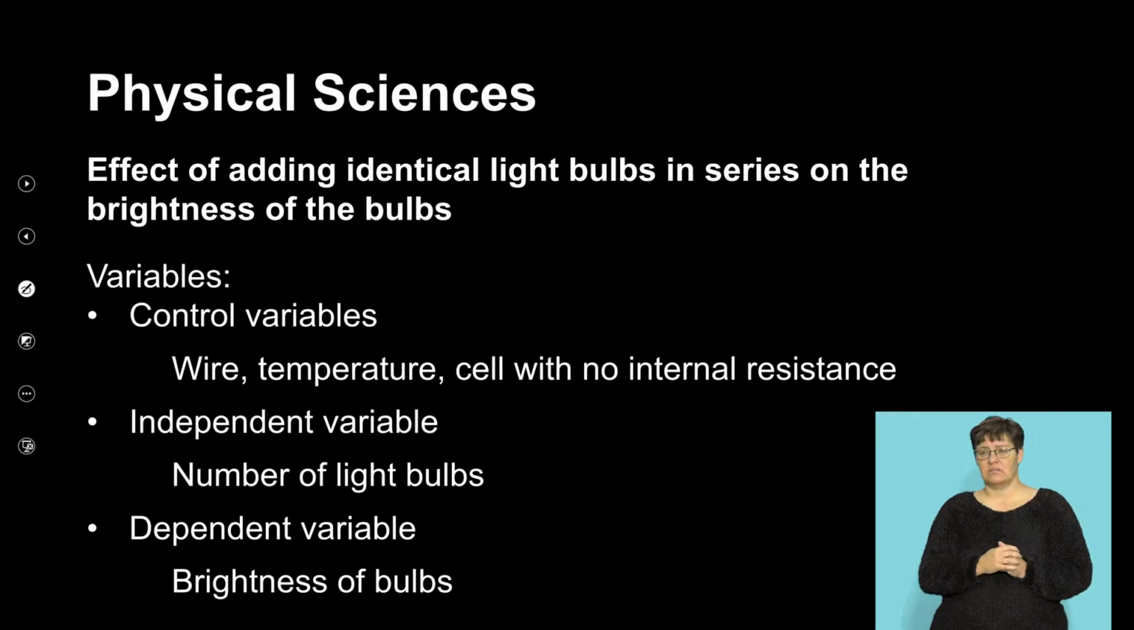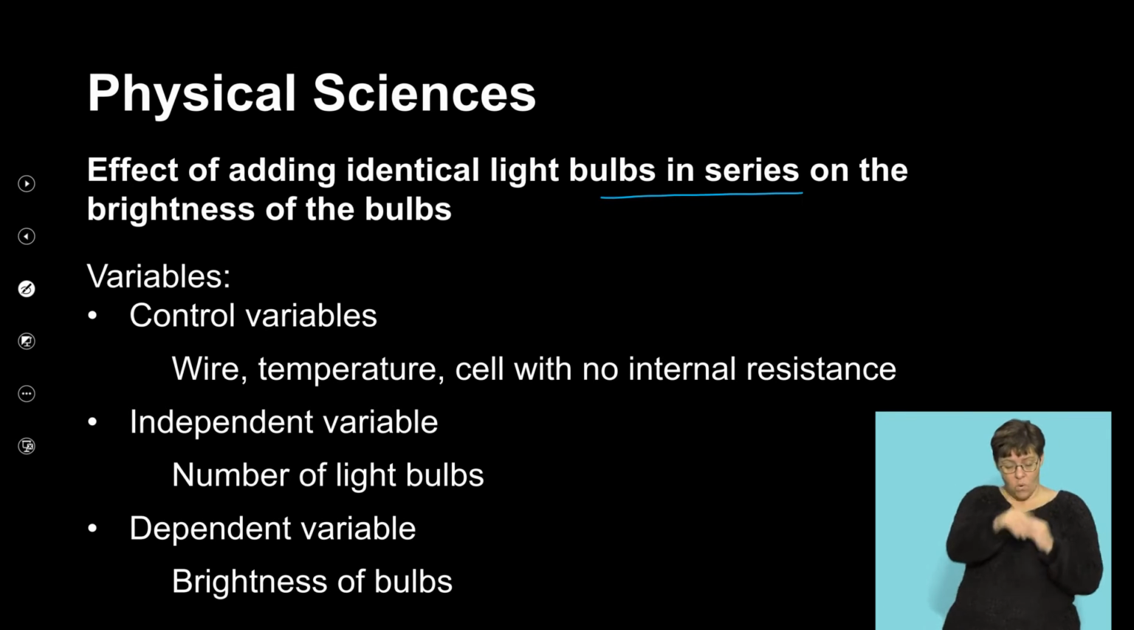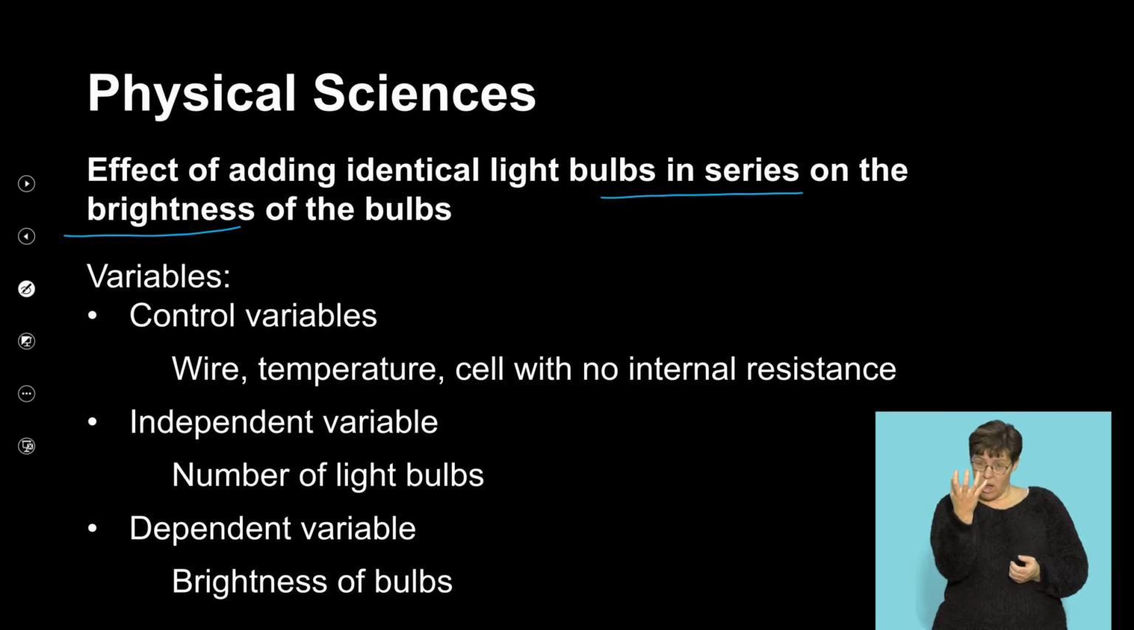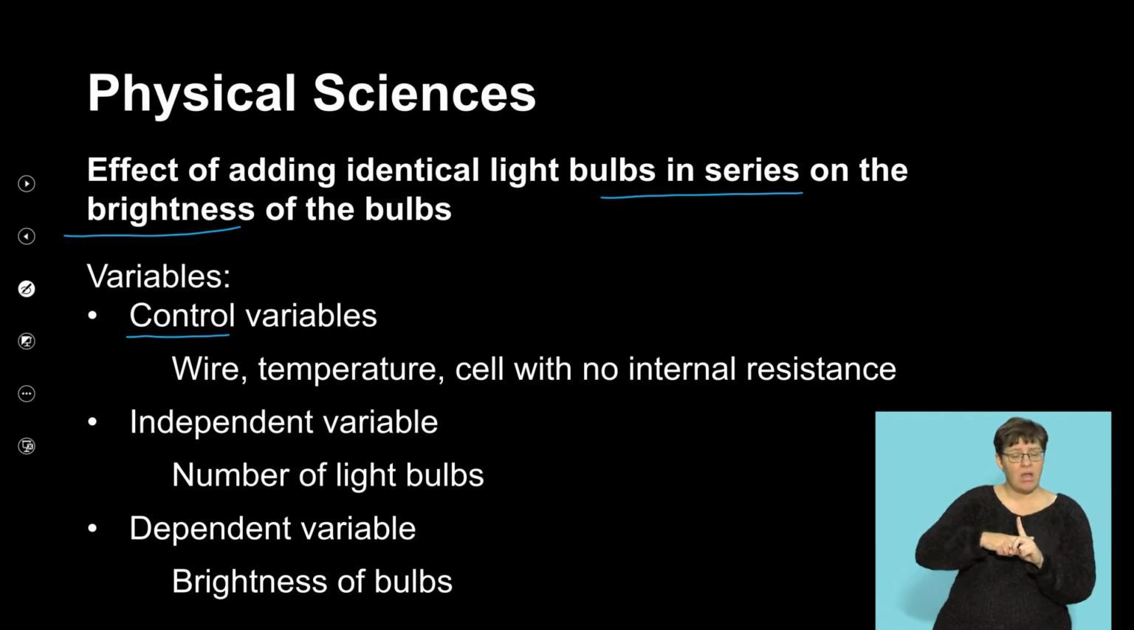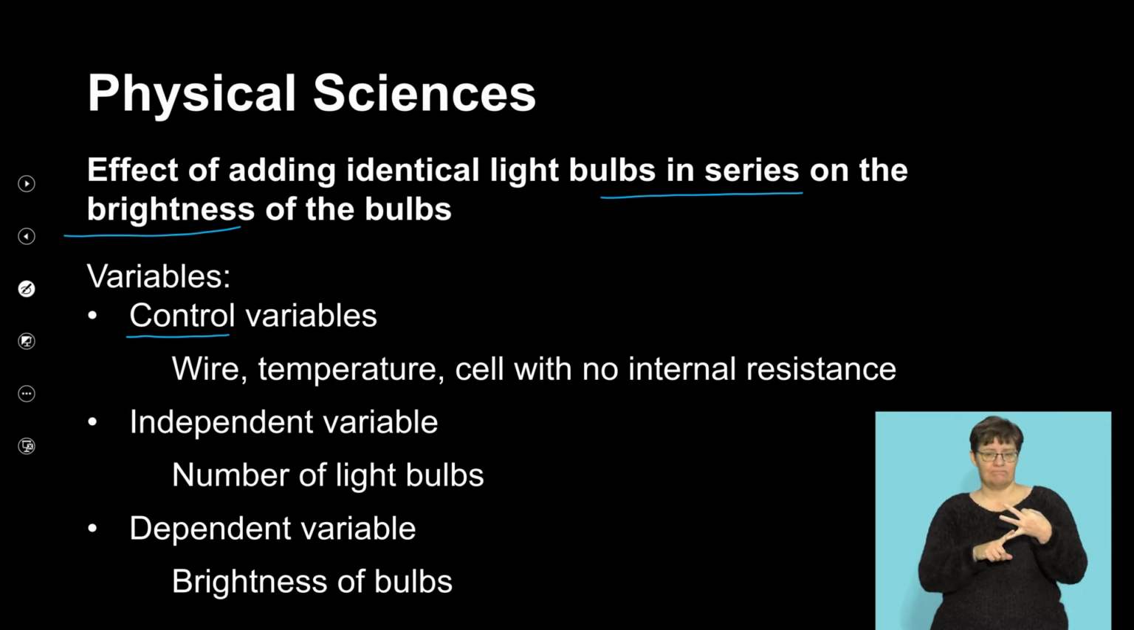We want to find the effect of, or establish the relationship between, connecting identical light bulbs in series on the brightness. So in terms of the variables, because this is a scientific process, what is it that we're going to keep the same? These are our control variables. We'll use the same conducting wire. We shall try by all means to keep the temperature constant, and also the cell does not have any internal resistance. So the internal resistance of the cell is 0.